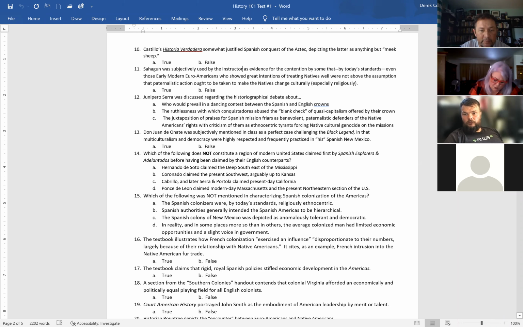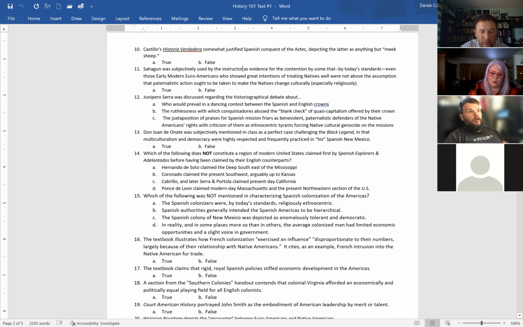Number 17, the textbook claims that rigid royal Spanish policy stifled economic development in the Americas. He uses that expression precisely. That is true as well. And so he contends that the Spanish adhered to their mercantilist restrictions more faithfully, more stringently than the English did, and that the English American subjects are going to benefit from that reality, right? That the mercantilist restrictions were not enforced as well, supposedly, under the English as they were under the Spanish. And Brinkley thinks that stifled Spanish America's economy.